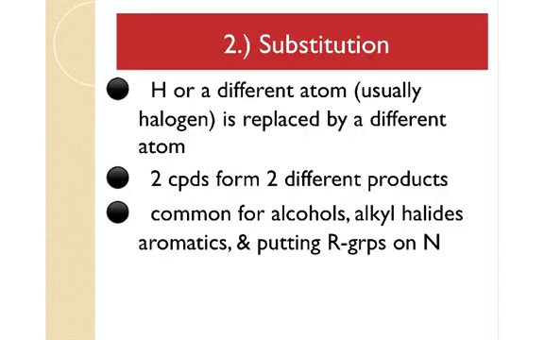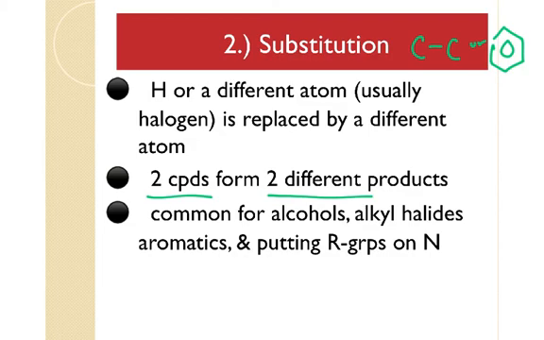Our next reaction is called a substitution, and we're going to use substitution when we have single bonds. And that again is going to be a benzene as well. They are treated like single bonds. And this is like a swap meet. So 2 compounds form 2 different products. And so basically I'm going to swap one thing for another thing.